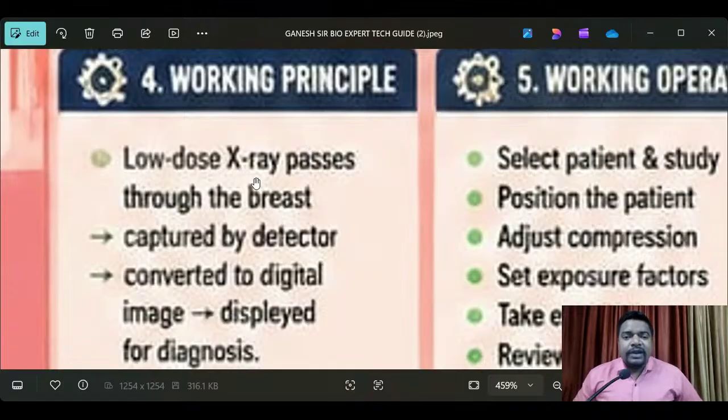Yes. Now let me come to the point: the working principle of mammography. Here, a low dose X-ray passes through the breast. Okay, and take it seriously.